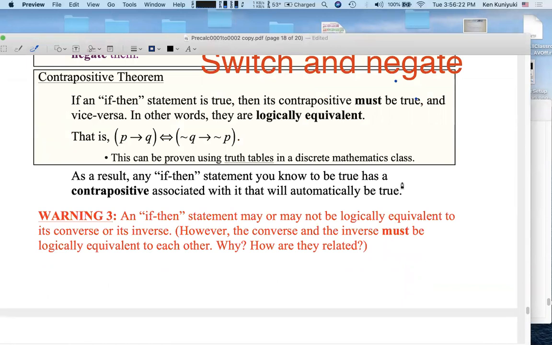Now, this is very valuable. Let's say that I give you 10 different math theorems. All of them are if-then statements. Really, by the contrapositive theorem, you have 20 if-then theorems, because you can take the contrapositive and get another theorem that's true. So I've doubled your theorems. You should pay me.